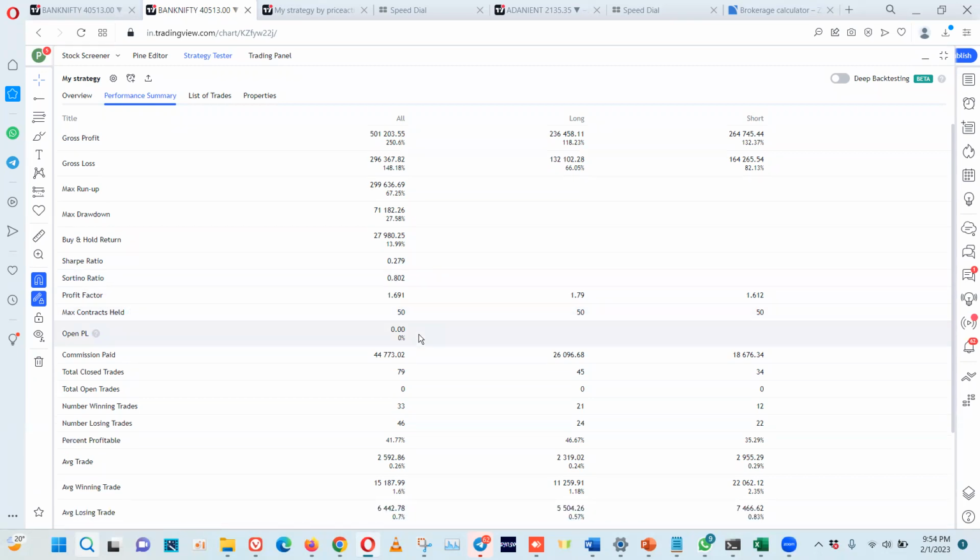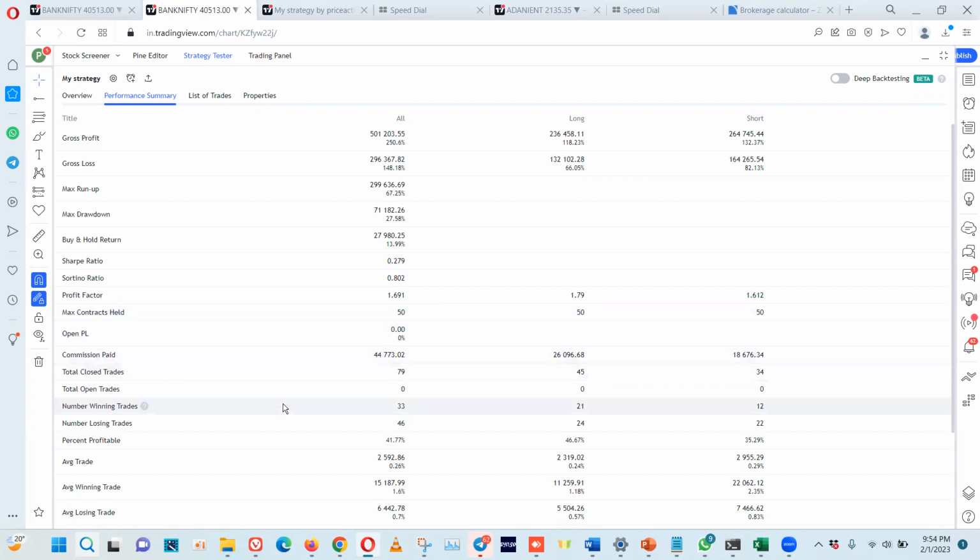Maximum contracts held is 50. Because of pyramiding, we are using 2 lots sometimes, not always. And when we are doing pyramiding, we need additional capital. So keeping 4 lakh capital will be a good thing. Even when there are 2 lots added, our capital will be adequate.